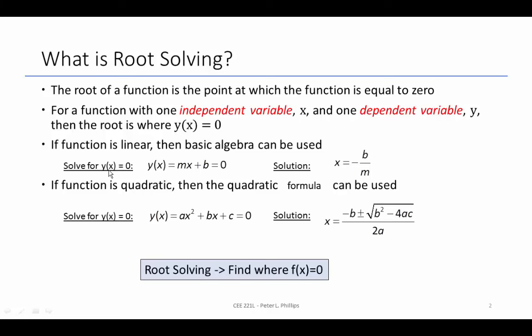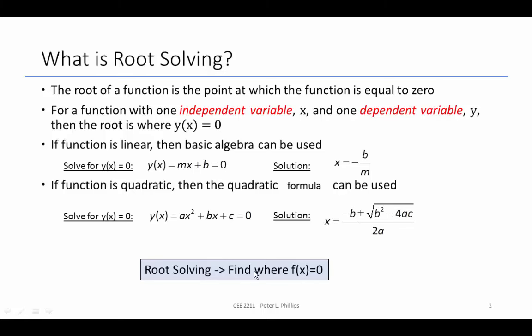If your function's just a linear equation, then basic algebra can be used. So for instance, the equation of a line here, y of x is equal to the slope times x plus b, and we want to find where that equals 0. We just do some manipulation and come up with x is equal to negative b over m. If you have a quadratic equation, then we can use the common quadratic formula. So if we have an equation of the form ax squared plus bx plus c equals 0, then the solution is x equals negative b plus or minus the square root of b squared minus 4ac over 2a.